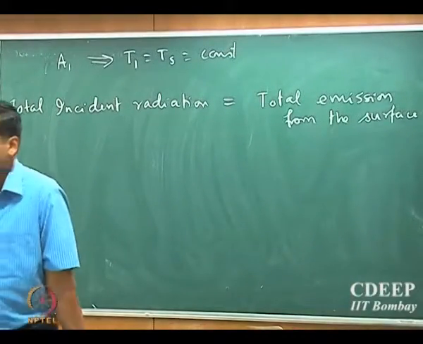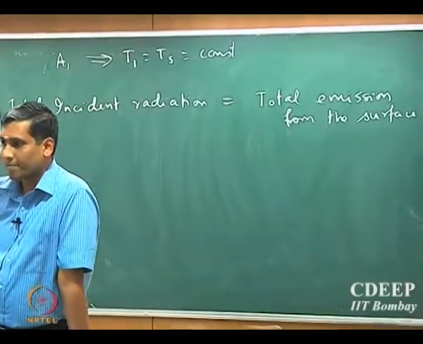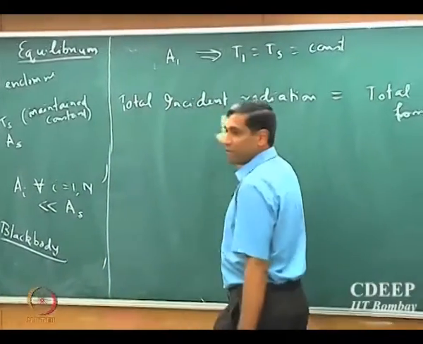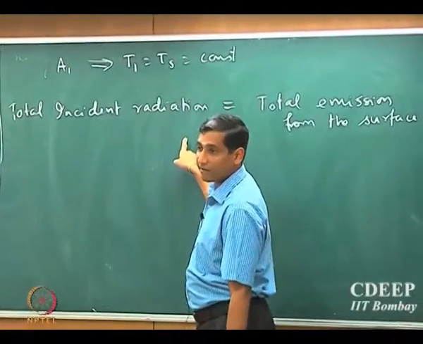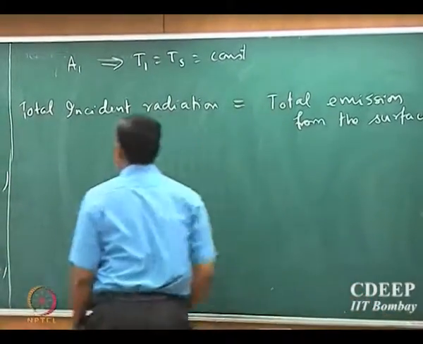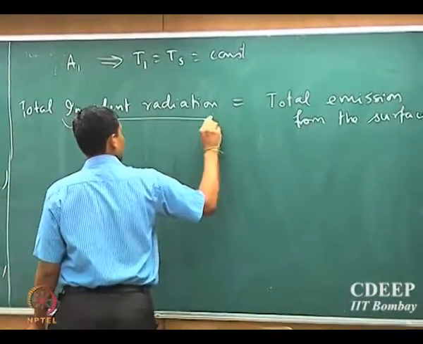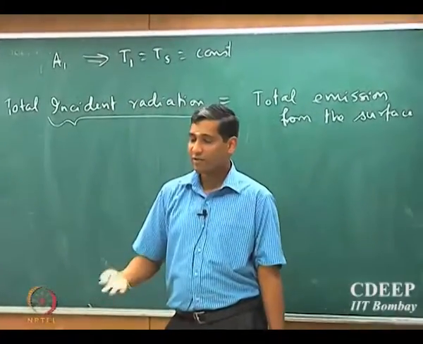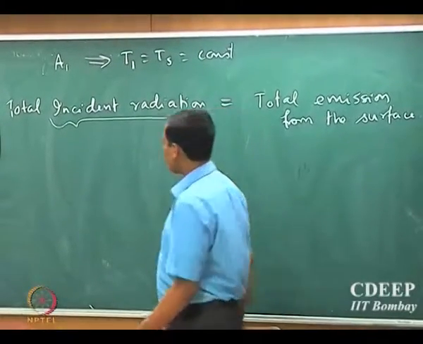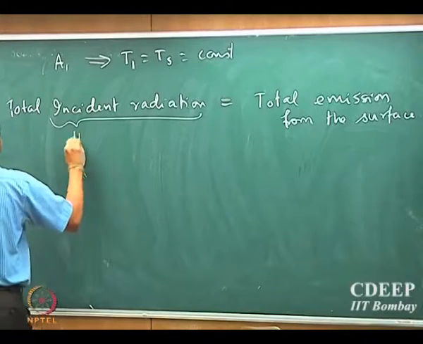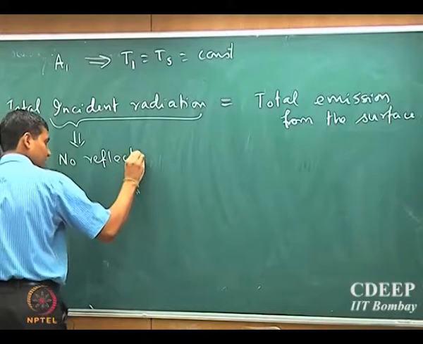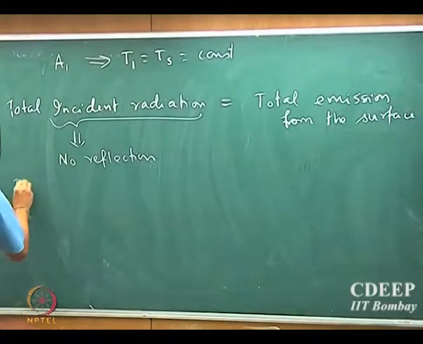Why is that? That's a good question. Supposing there is only absorption in the surface and no reflection, then whatever is the total incident radiation has to be emitted. But supposing there is reflection, then this condition is if there is no reflection.